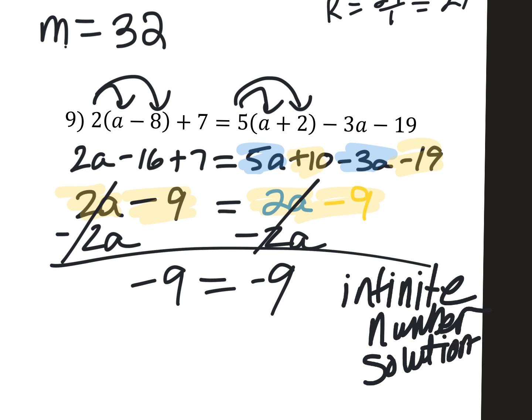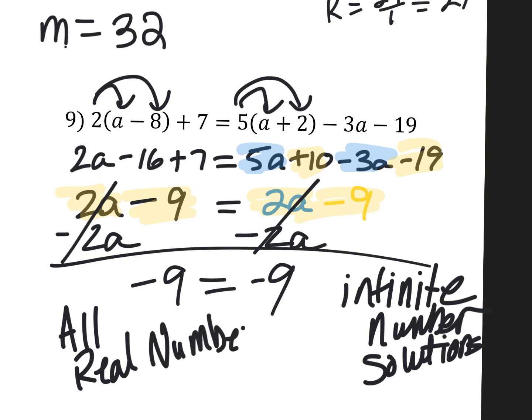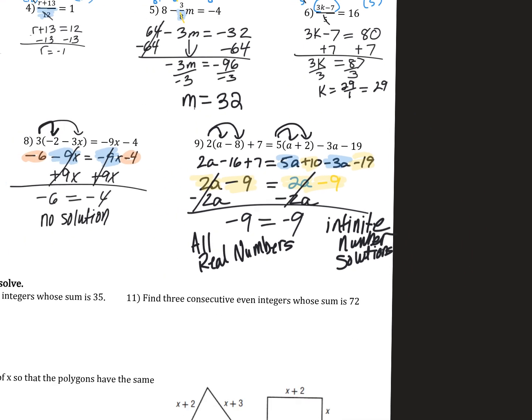Or when you get to Algebra 2 in a couple of years, they will call it all real numbers. Okay, because that means you could literally put any number in the planet in there and it'll always balance out. Two ways of saying exactly the same thing. Okay, questions about number 9.